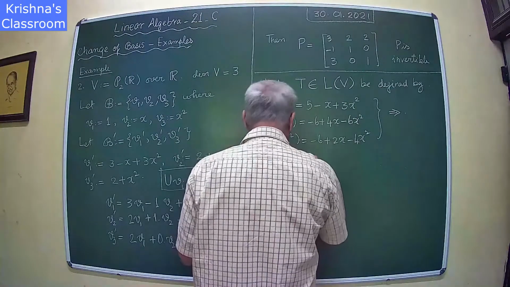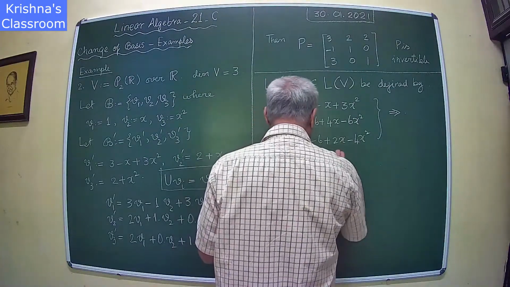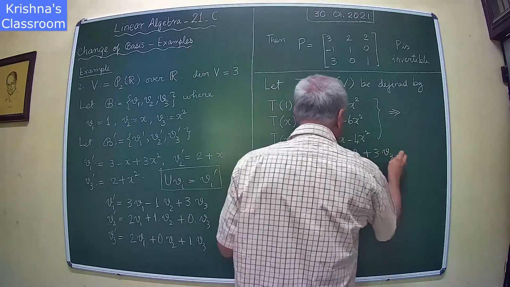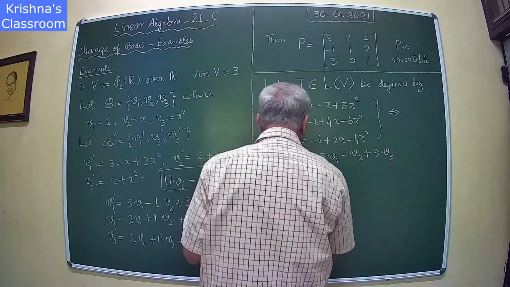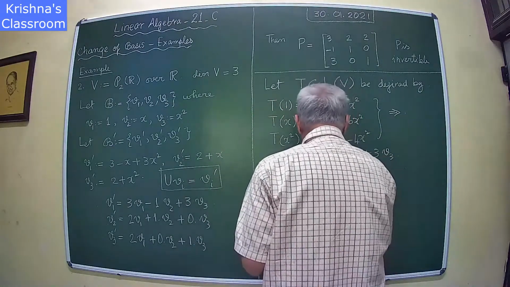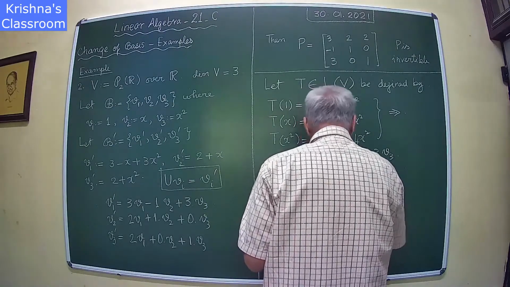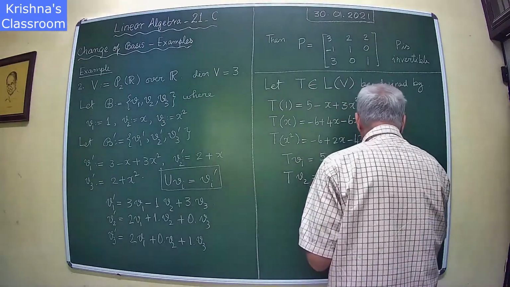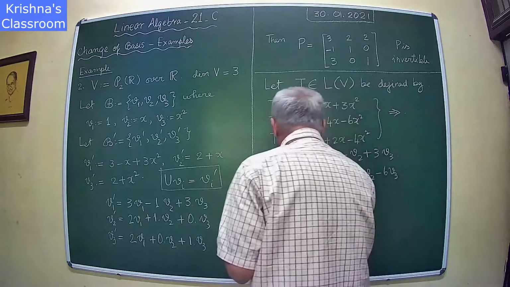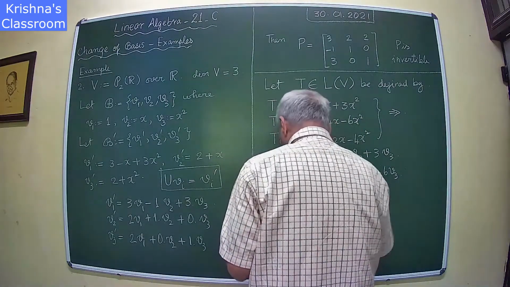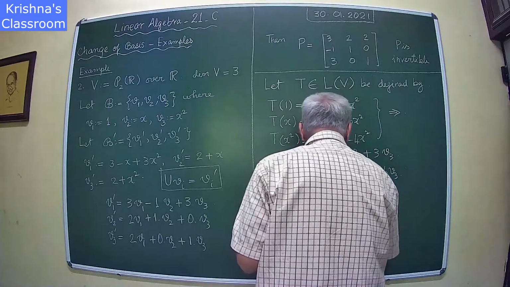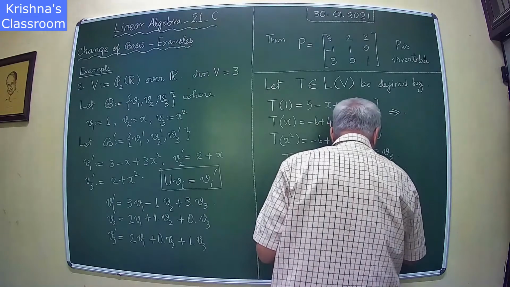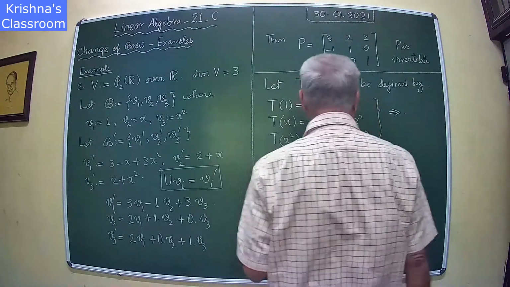T v1 equal to 5 v1 minus v2 plus 3 v3. T v2 equal to minus 6 v1 plus 4 v2 minus 6 v3. T v3 equal to minus 6 v1 plus 2 v2 minus 4 v3. Please check the computation.